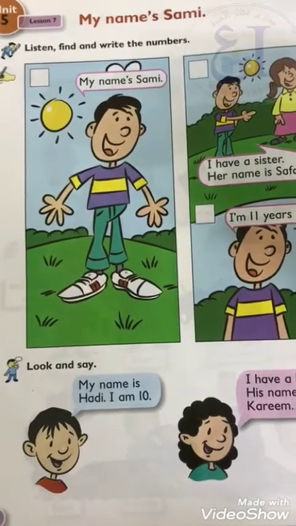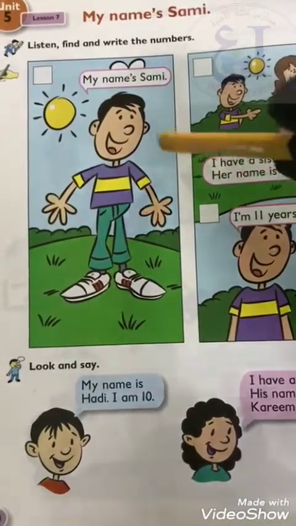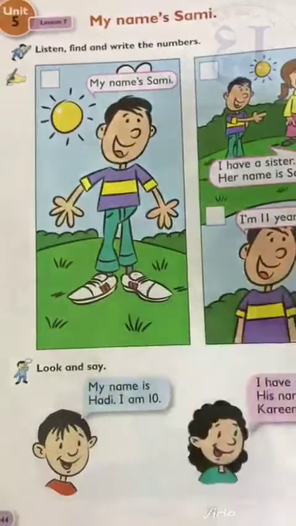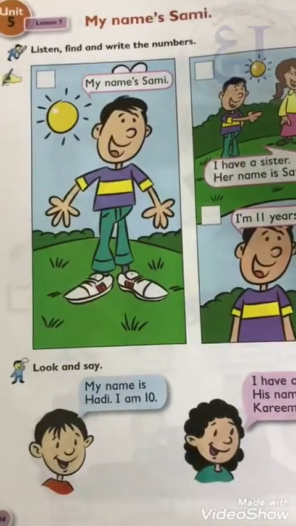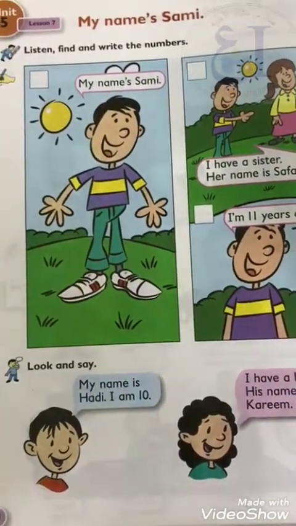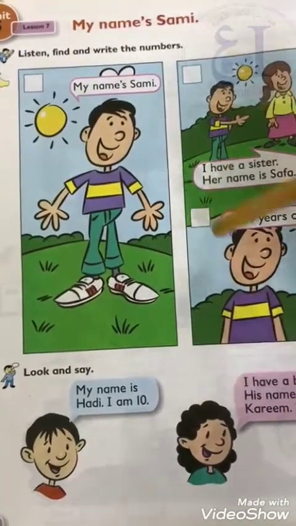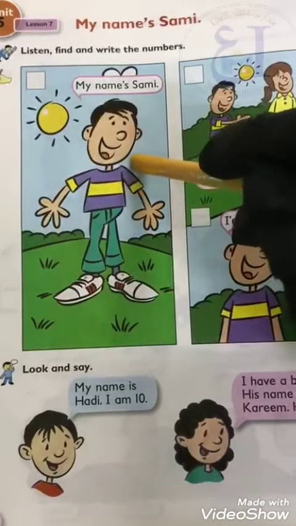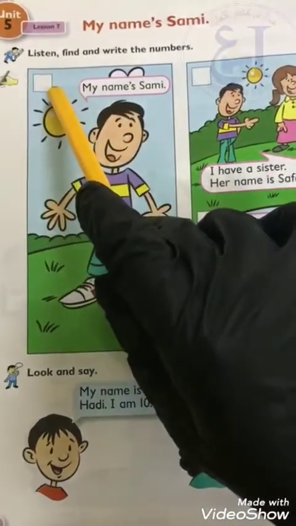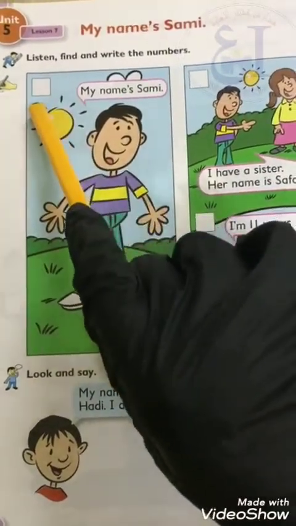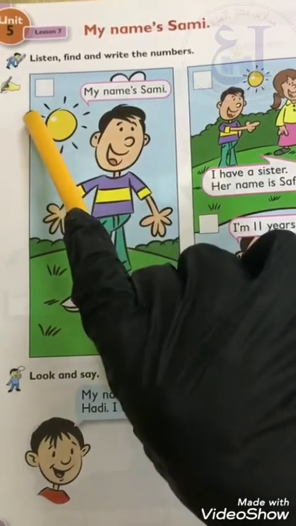Hello, my name is Sami. Sami says hello. Where is the picture that says my name is Sami? This? No. This? No. This? Yes. So, this is number one.